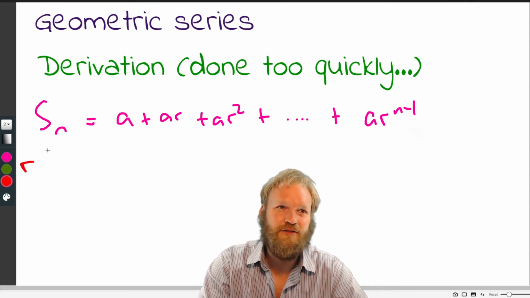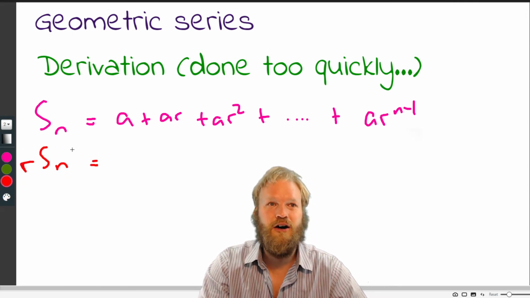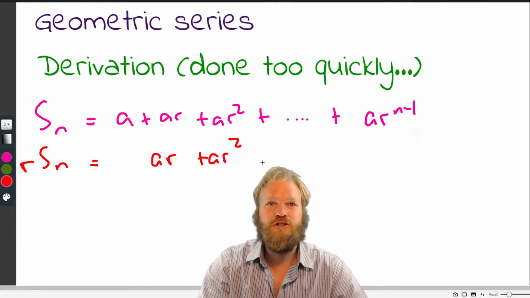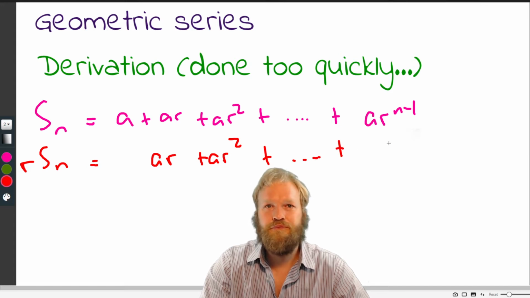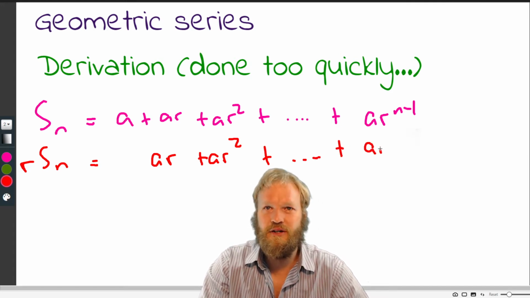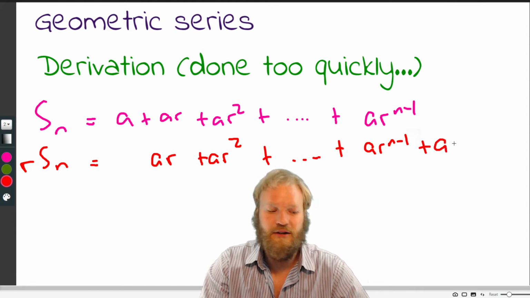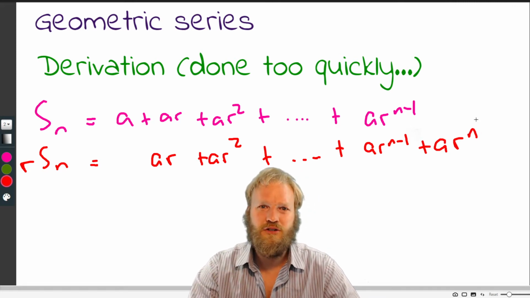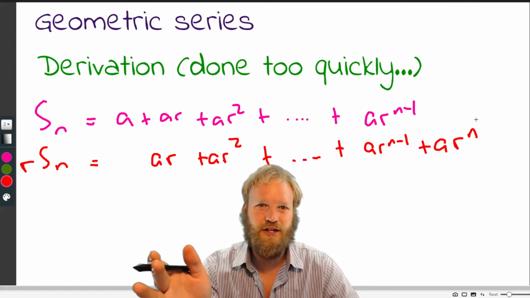Let's see what happens if we multiply this whole thing by r. So a times r is ar. I'm not going to write it directly below, I'm going to write it over here. ar times r is ar squared, and so on. ar^(n-2) times r is ar^(n-1), plus this one, which if we multiplied by r would be ar^n. I'm going to hit pause so you can look at it if you need to.